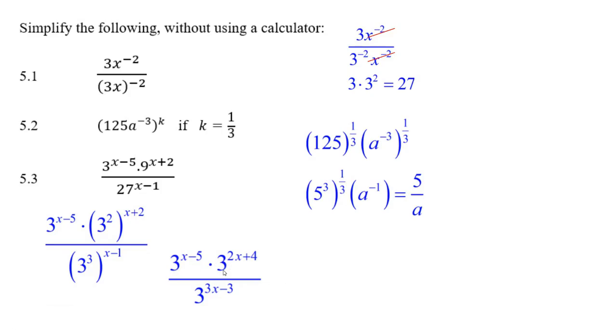When you multiply two things of the same base, two numbers or variables of the same base, you write down the base and add the exponents. And when you divide, you subtract. So that's all we do. x minus 5 plus 2x plus 4 minus 3x, and minus 3 makes it plus 3. Well, look at that. x and 2x is 3x minus 3x. All the x's are gone. So we've got -5 plus 4 plus 3. Well, that's 7 minus 5. It's 2. 3 squared is 9. And there's your answer.